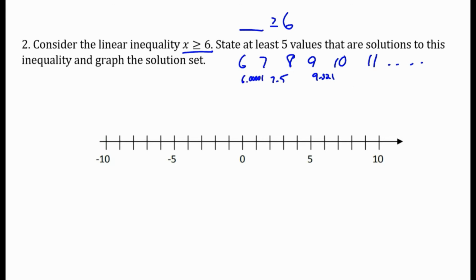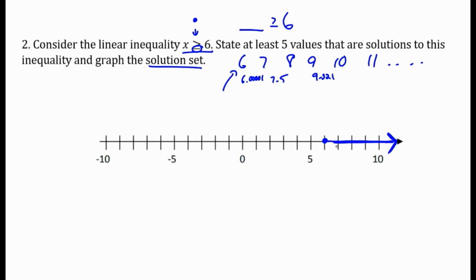6.000001 works. So if I was to graph all of these numbers here, because I can equal 6, because I'm including, I have that or equal to piece, we're going to put a closed circle at 6 to say it's part of the solution set. It's one of the possible answers. And then here's 7, 8, 9, 10, 6. Notice it's every single number to the right of 6. So what we do is we shade it in and draw a ray.